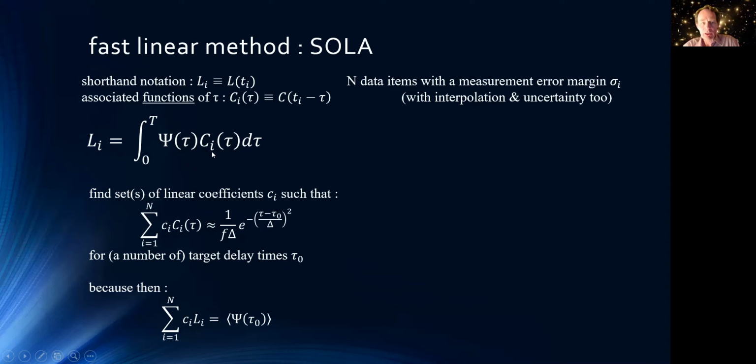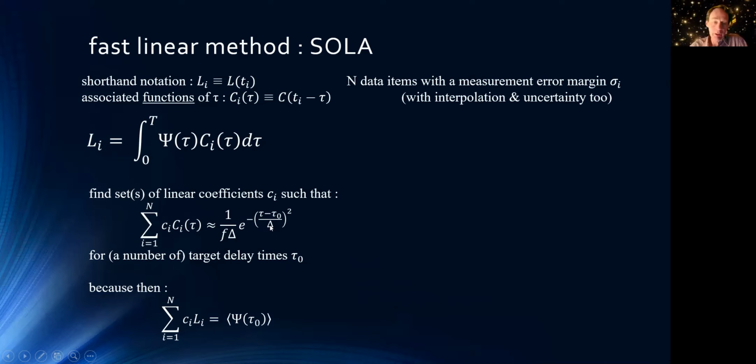So this C sub i is simply a shorthand for what is up here, the continuum line flux. What this SOLA method does is it determines a set of linear coefficients, those are the small c's with an i, so that I can combine them with the data. If I combine them with these continuum functions, they're functions of tau. So I simply try to find linear coefficients such that this combination, this function of all of these little snippets of continuum emission time series, approximates, for instance, a Gaussian.